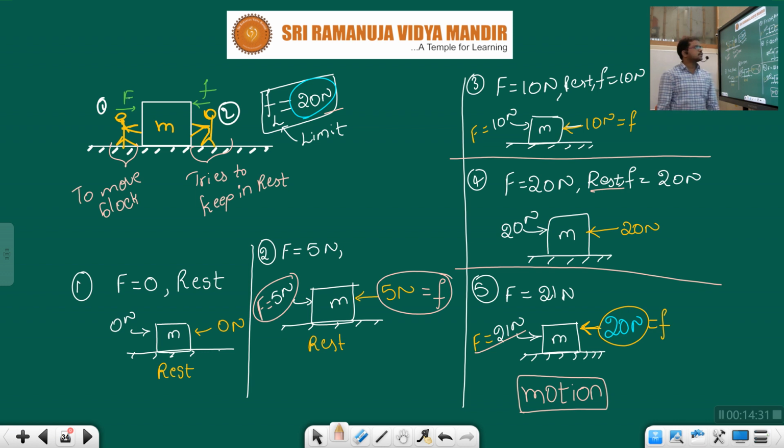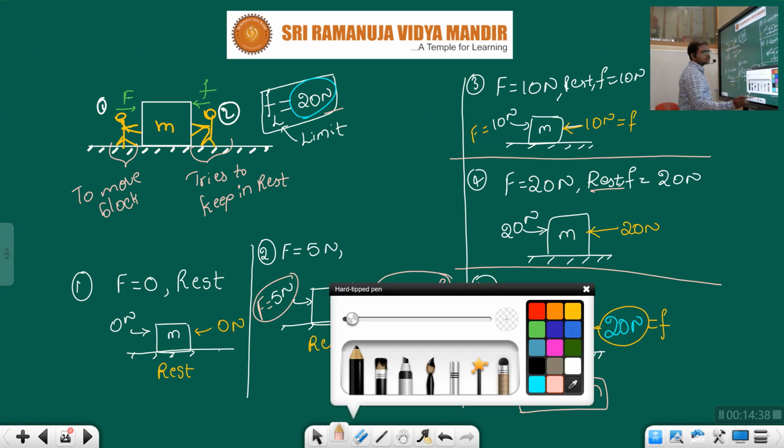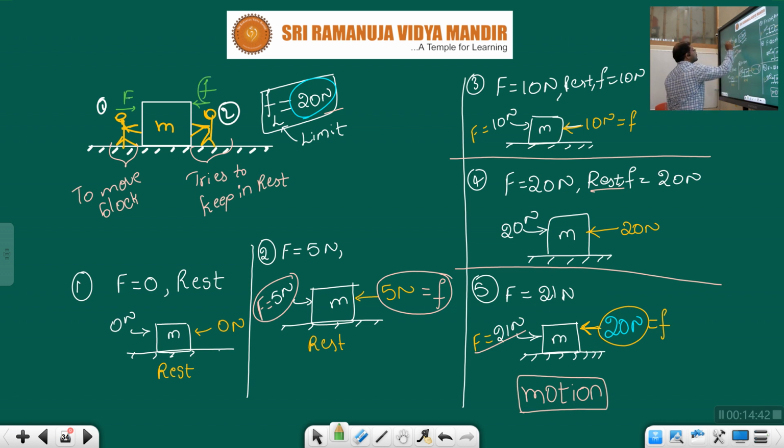Now children, what I am saying is, replace that small f with static friction. That second person is nothing but static friction, children. Till now I am discussing static friction. And this first person is nothing but the applied force. Understood, children?